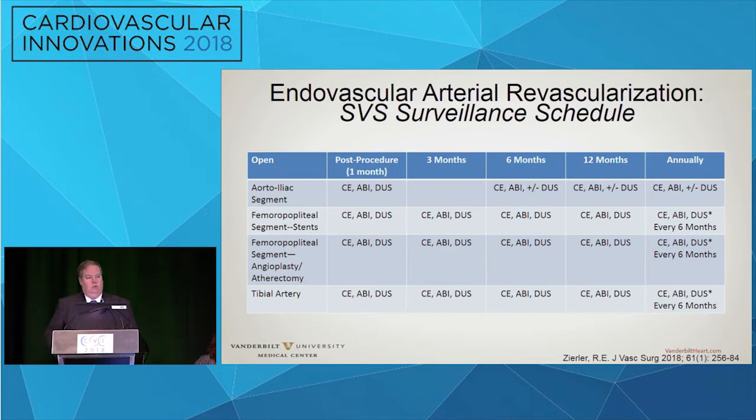For endovascular, there's a bit less evidence, so I think some of this is expert opinion, although I think it's quite reasonable. Again, you can see here that post-procedure at 1 month, everybody gets an exam, an ABI, and duplex ultrasound. At 3 months, when you're below the aortoiliac segments, you get the same kind of examination. For the aortoiliac segment at 6, 12, and annually, it's a duplex ultrasound only if the ABI is abnormal.